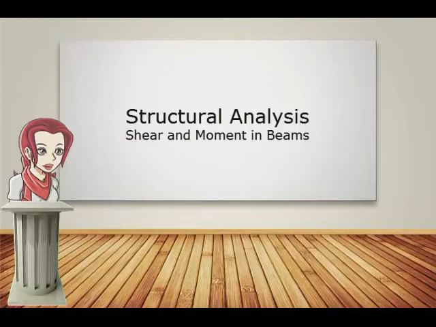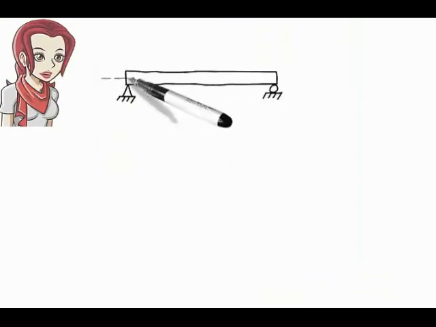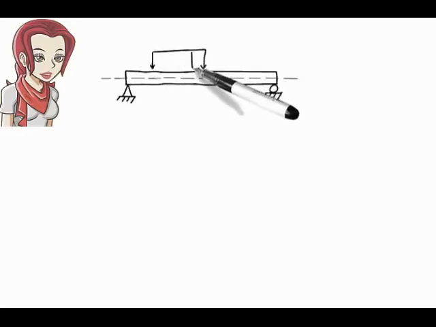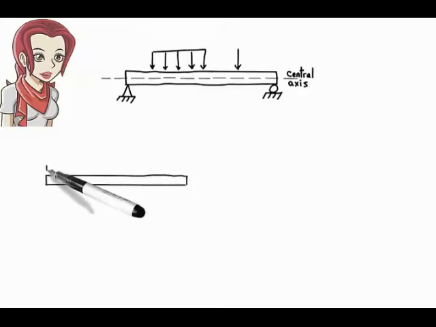Structural analysis, shear and moment in beams. A beam is a properly supported structural member capable of withstanding loads that are applied in a direction perpendicular to its central axis. In this session, we are going to discuss the type and nature of the forces internal to a beam. Consider a cantilever beam subjected to a concentrated load at its free end.